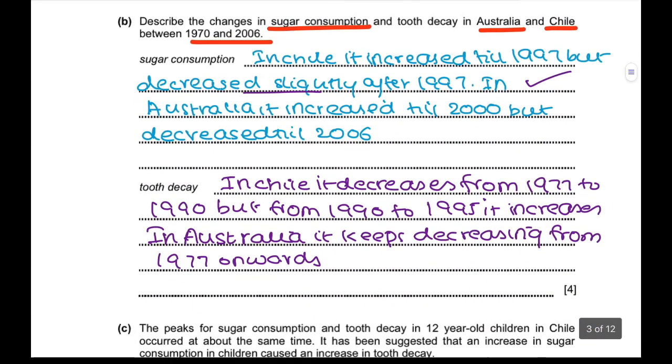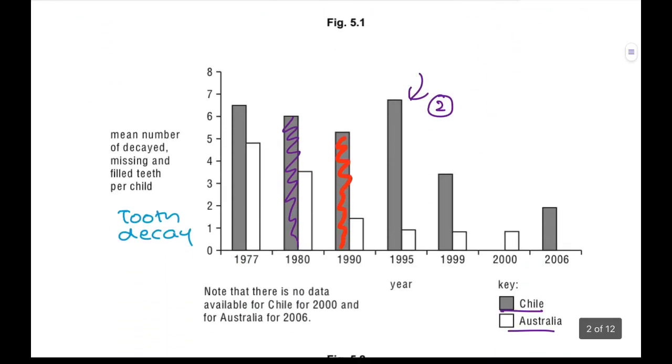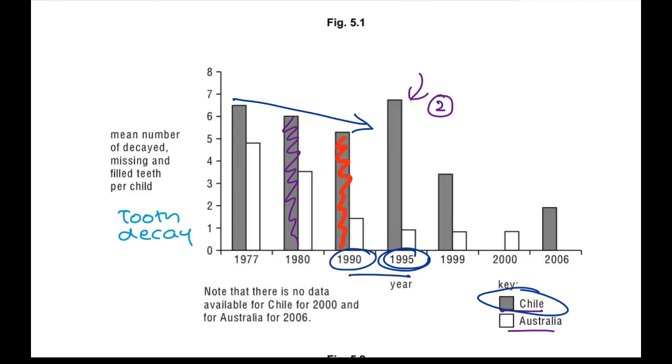That is correct. Now in child it decreases. Now we are talking about tooth decay, the second graph. In child it decreases from 1997 to 1990, but from 1990 to 1995 it increases. So now we are looking at this graph. Initially it will decrease. This is for child. It decreases till 1995, but from 1990 to 1995 you are able to see an increase.